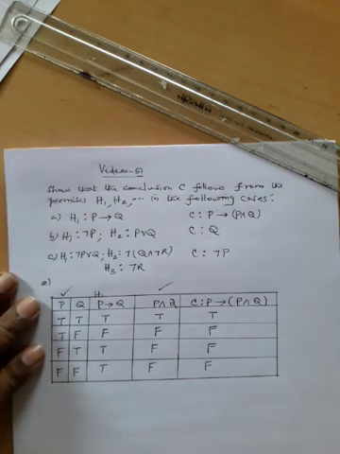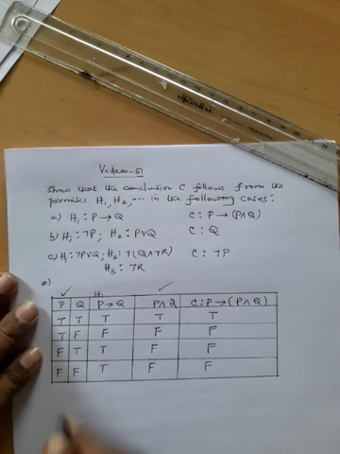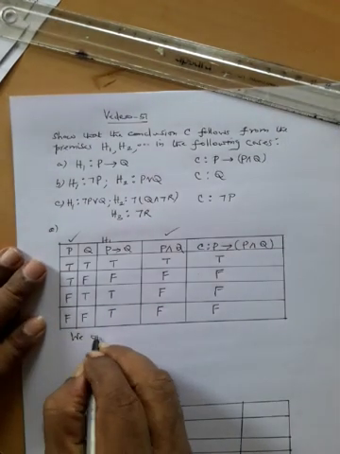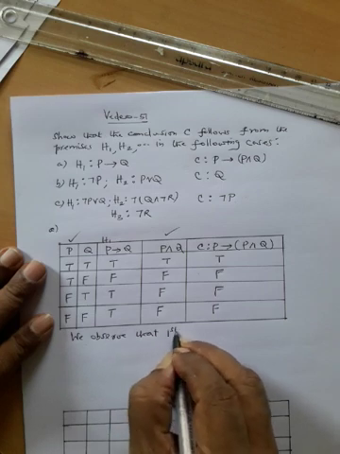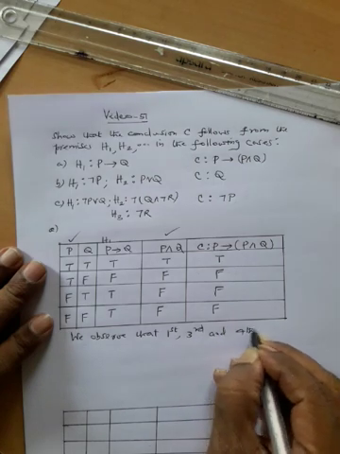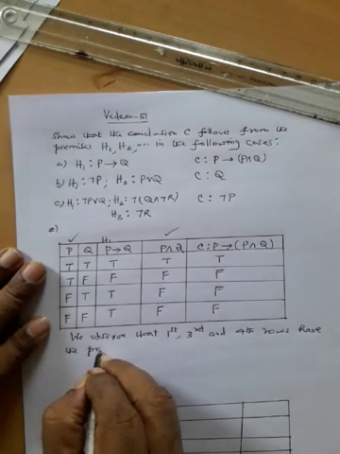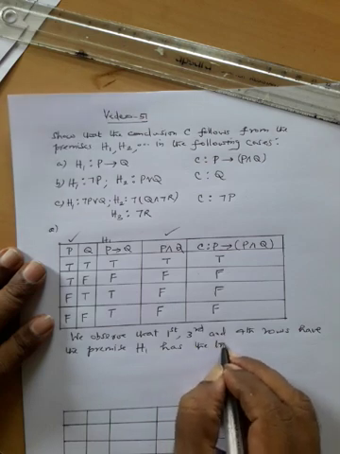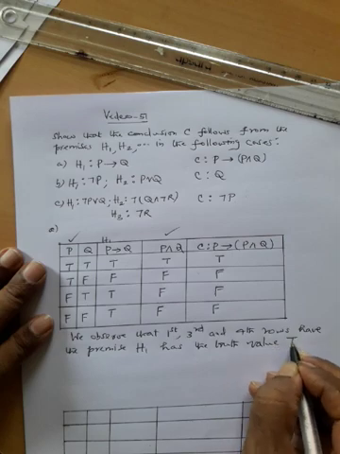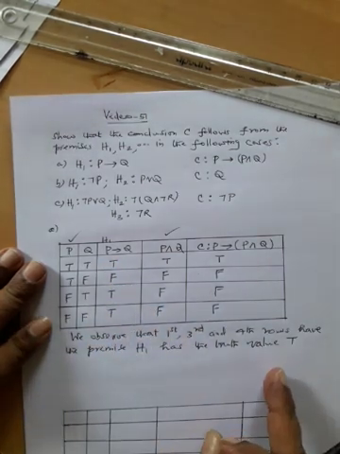In H1 we observe that the first, third and fourth rows have the premise H1 with truth value T. Look, H1 is here: first row, third row, fourth row. In all three. What about the conclusion?